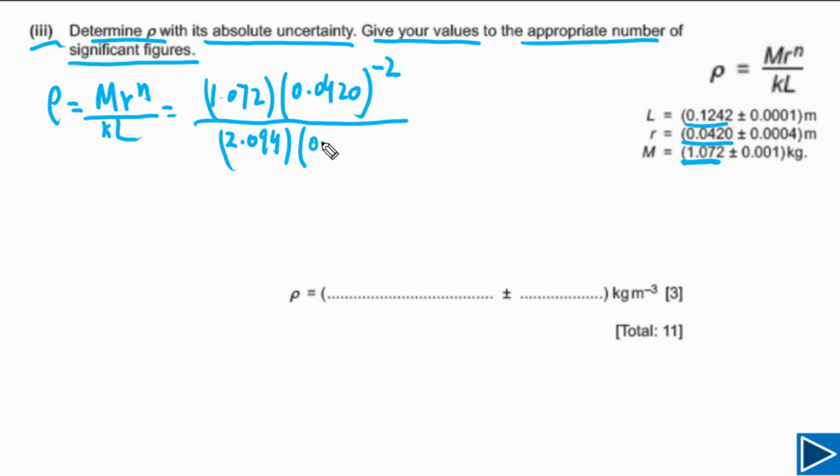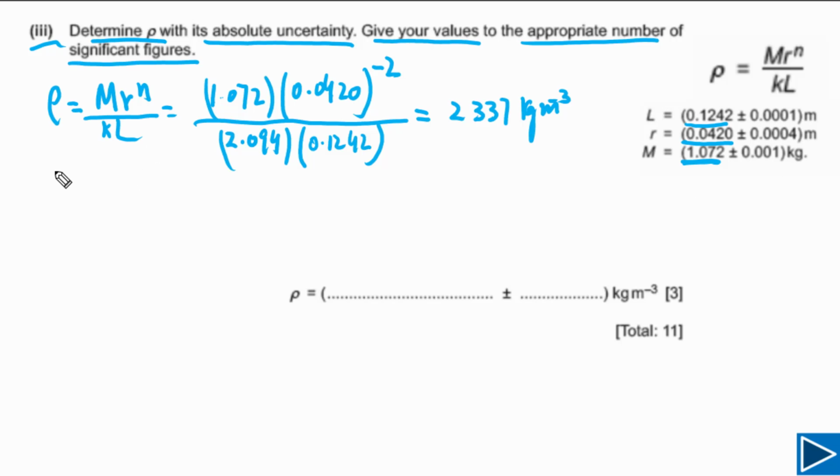So L is 0.1242. You need to use a calculator and you can find the value of density. If you do the calculation, your final answer will be this. And the unit of density, the SI unit, is kg per cubic meter. So all the quantities are in SI units.